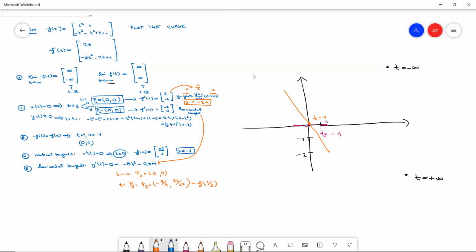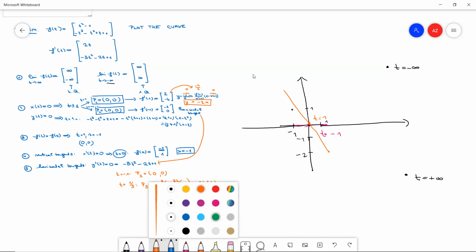Then we know also that this 0, 0 is the only intersection. What else do we know? Okay, we know that the vertical tangent is exactly the only vertical tangent. The only vertical tangent is at t is 0, and the point is minus 1, 1. So minus 1, 1. This is our point.